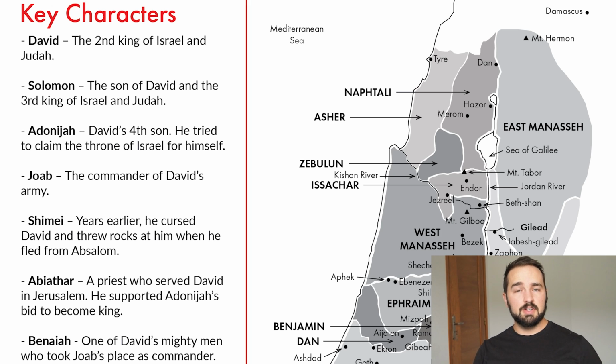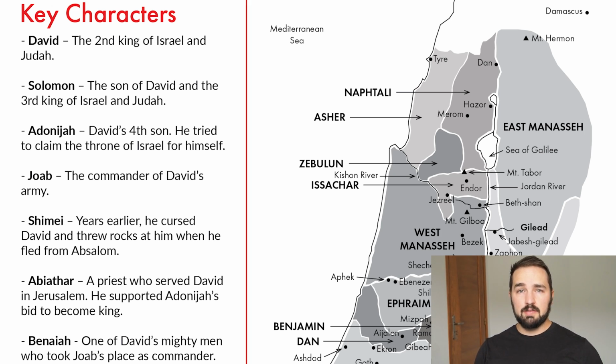David, the second king of Israel and Judah. Solomon, who was David's son, who took the throne after him. Do you remember who Solomon's mother was? Bathsheba, right? She's going to come up in this chapter. Adonijah, this was David's 4th son, and he had tried previously in the last chapter to claim the throne for himself to replace his father, but David wanted Solomon to do that job.